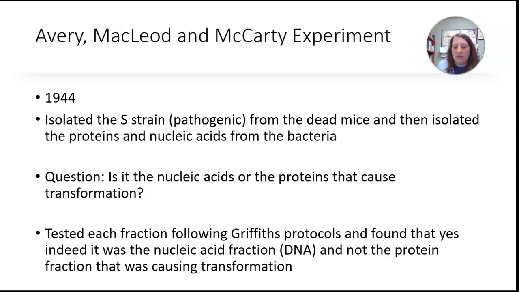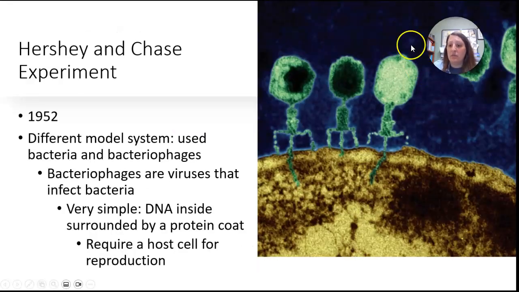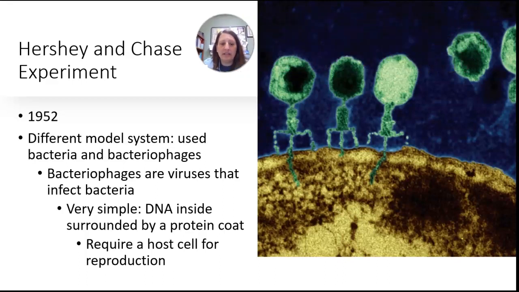And so again, this was really the first evidence that it was the DNA, the nucleic acid, that caused the transformation and that caused death here in this case. And so it must be the nucleic acid fraction, the DNA, that is the molecule of heredity. So there was good evidence. The scientific community was not convinced. And so in 1952, right around the time where we were figuring out the structure of DNA, another lab did some similar experiments, but using a different model system. And so the two scientists involved here were Alfred Hershey and Martha Chase. And again, this was in 1952.